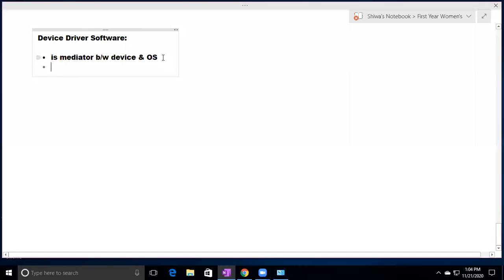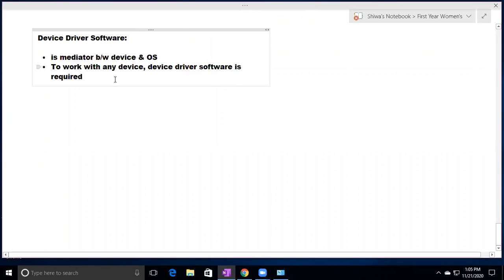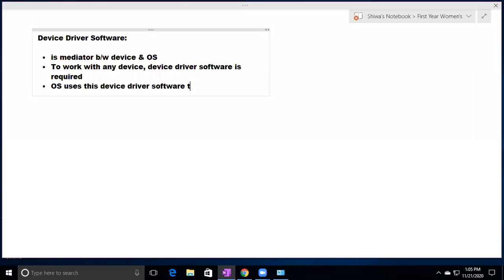To work with any computer device, device driver software is required. Without this device driver software, you cannot communicate with the device. You cannot use that device. So the operating system uses this device driver software to communicate with the devices.